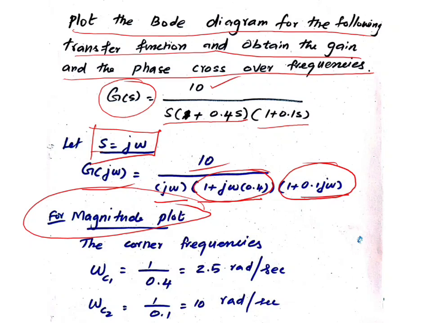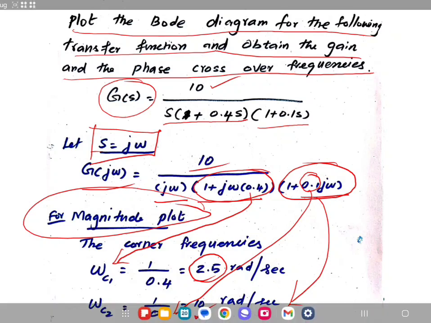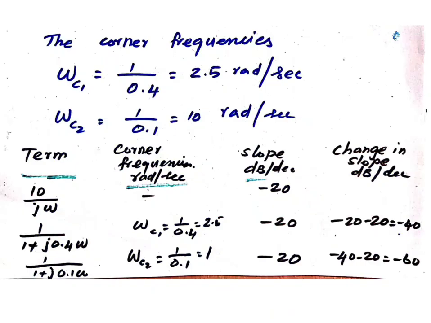I'm taking this as the first corner frequency, that is ωc1 = 1/0.4, which is equal to 2.5 radians per second. Then the second corner frequency, ωc2, is the reciprocal of the coefficient of jω. So 1/0.1 is 10 radians per second. These are the two corner frequencies.